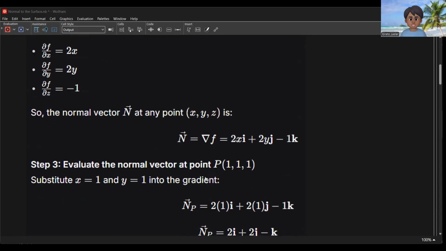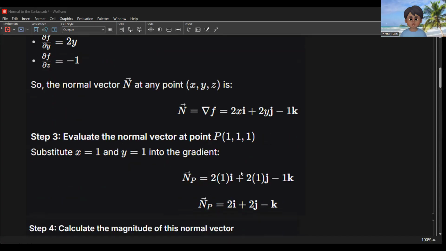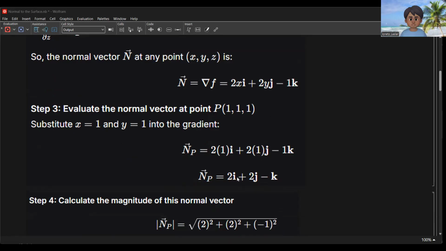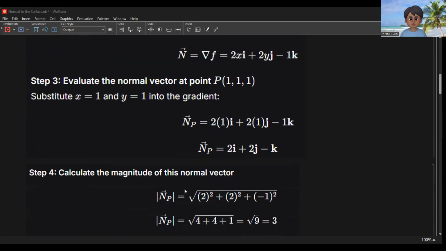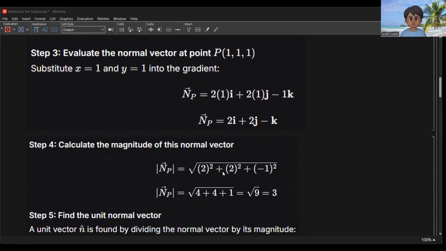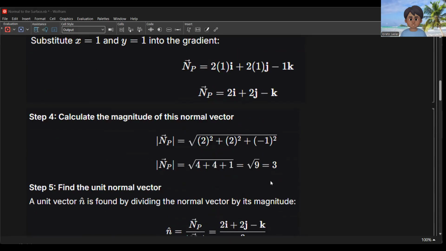So you evaluate the normal vector at the point (1, 1, 1). So substitute x equal to 1 and y equal to 1 into the gradient here. So we have this. Calculate the magnitude of this normal vector. So the magnitude of the normal vector is equal to 3.